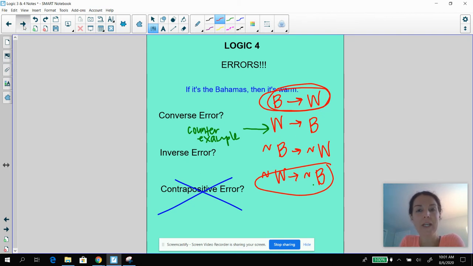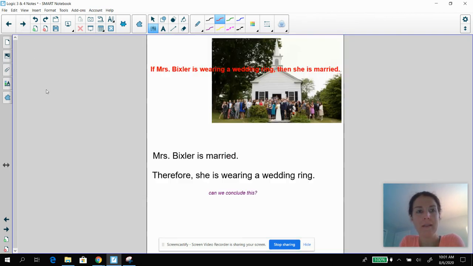All right, so let's look at this last example. I want you to pause the video, translate this into its initial conditional statement, and then all of the following statements. And I want you to conclude that if you know that Mrs. Bixler is married, then you can conclude that she or I am wearing a wedding ring. Go for it. Okay, we're back.